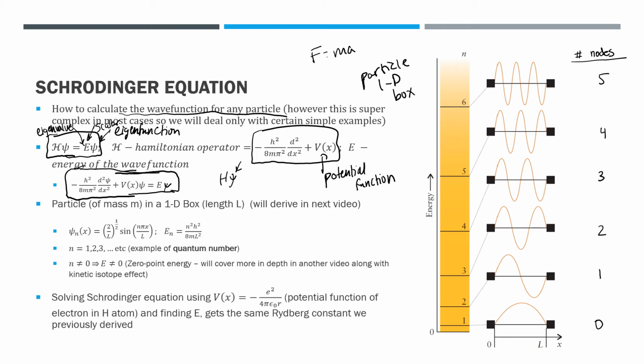Okay, so now we're going to look at the special example, which is the particle of mass m in a one-dimensional box of length L. We're going to derive this in the next video, but just to give you the actual wave functions, once we derive it, we get psi sub n of x equals (2 over L) to the power of 1/2 times sine of n pi x over L. And we get our energies, E sub n equals n squared h squared over 8mL squared.